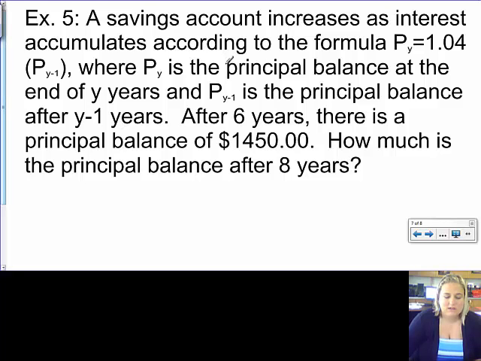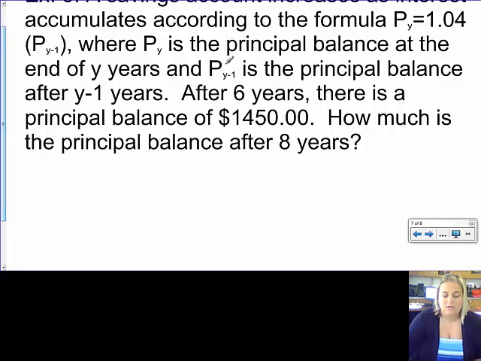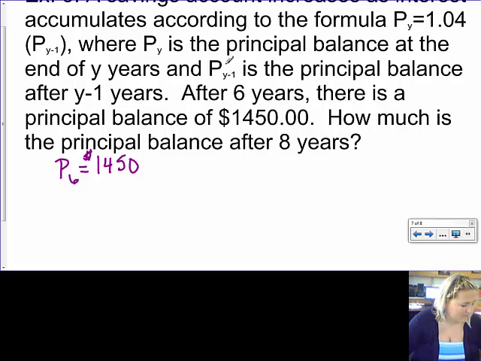So what you need to do is, we know what it is after 6 years. Okay, we know that p sub 6 equals $1,450. Okay, but in order for us to find what it is after 8 years, we also have to find what it is after 7 years. So to do that, we're going to have to use our formula here.